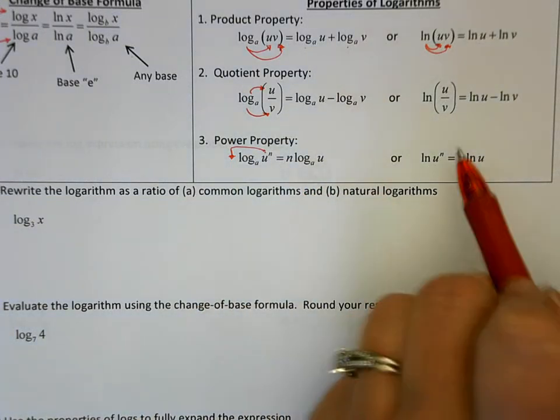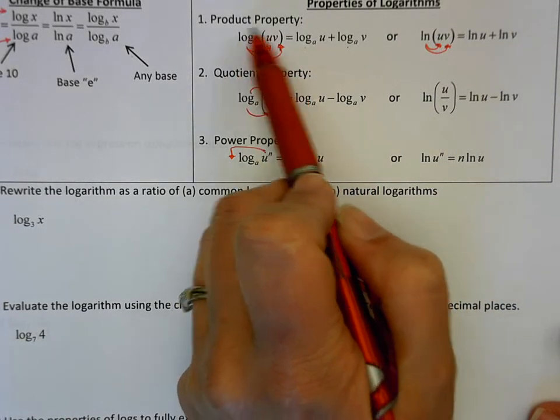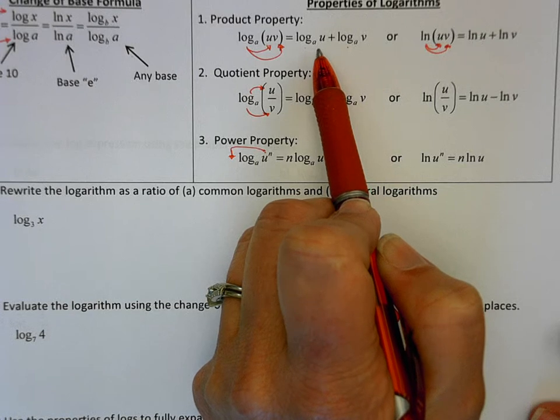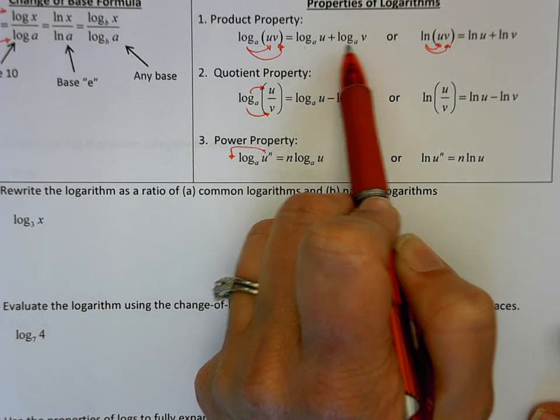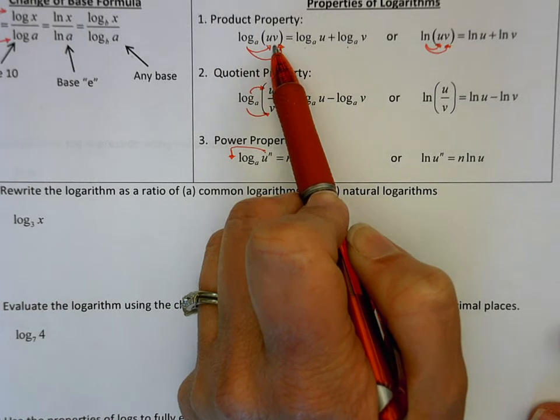We have to know these both directions. Just because we're talking about pulling it apart and assigning it its own log, we need to know the other direction. Meaning if I see that I'm adding logarithms, I can make that one log of a product of values.